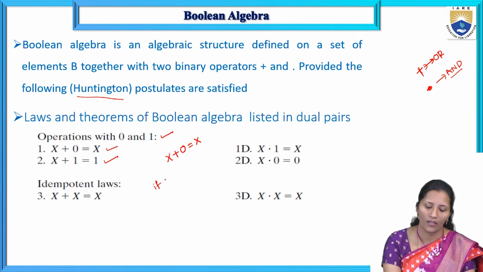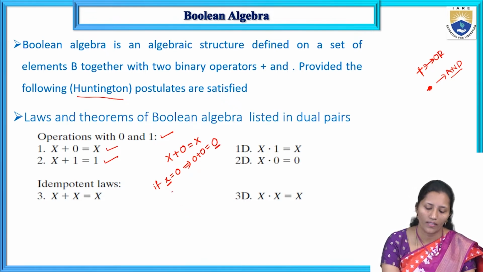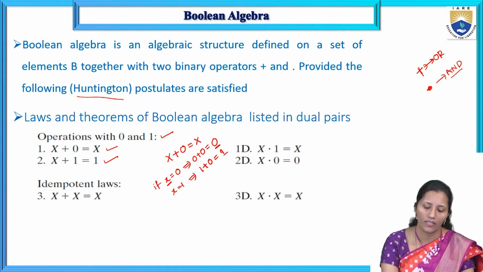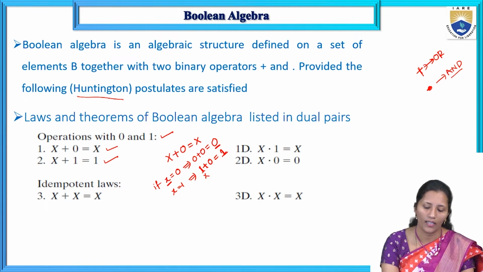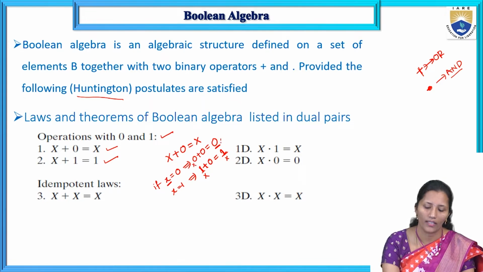Suppose x is equal to 0, then we can write this as 0 plus 0, that is 0. So whatever x is, here we are getting 0. X is 0, we are getting 0. If x is equal to 1, then 1 plus 0 is 1. We know plus indicates the binary operator OR. So if any one of the inputs is 1, here we have 1 plus 0, then the output will become 1. So when x is equal to 1, we get x as output. When x is 0, we get x as output.